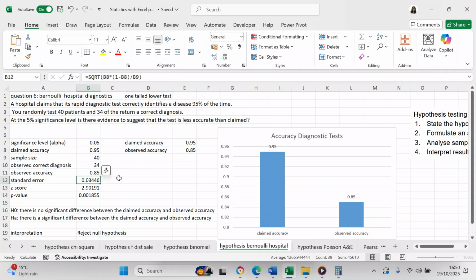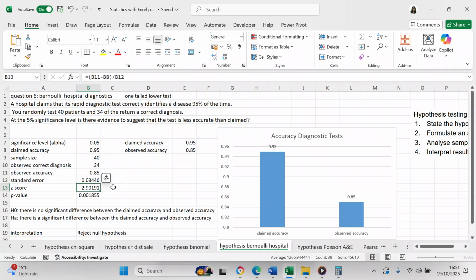So we have a standard error, which is the square root of B8, that's your claimed accuracy, 95%, times 1 minus B8, so that's 5%, divided by B9, that's your sample size. And then you take the square root of that, and your standard error is 3.446%.